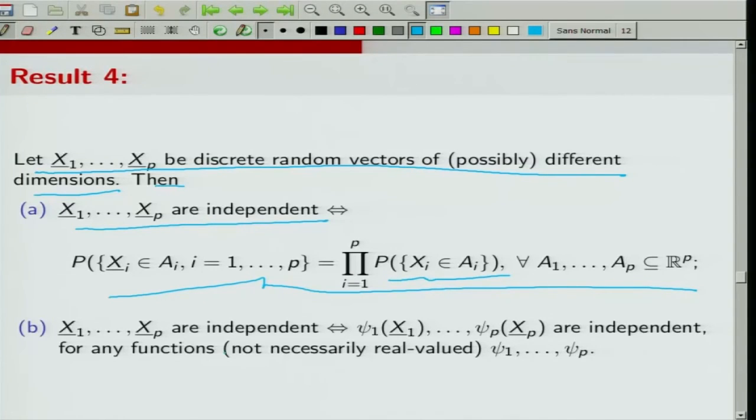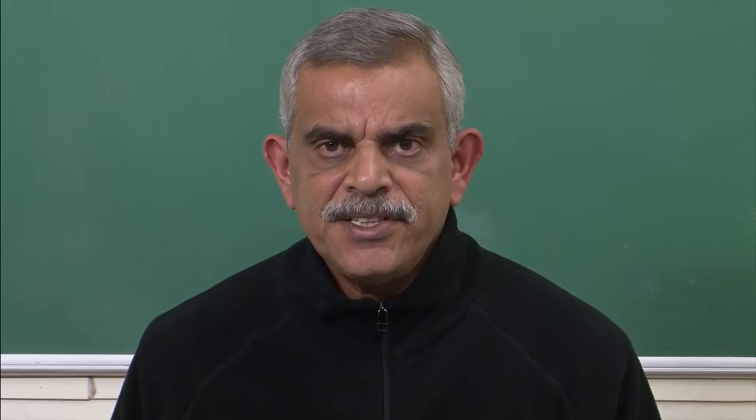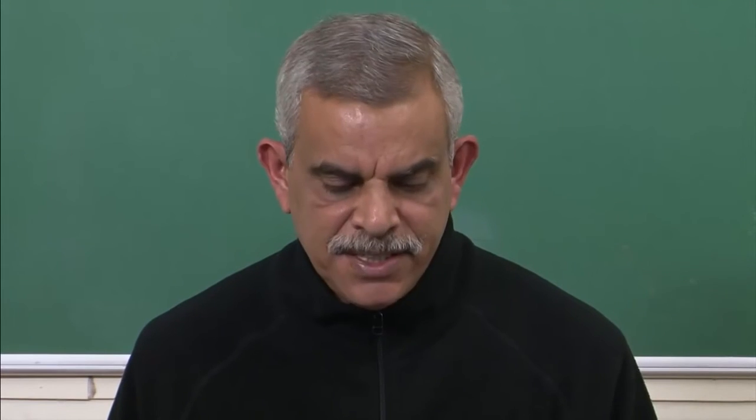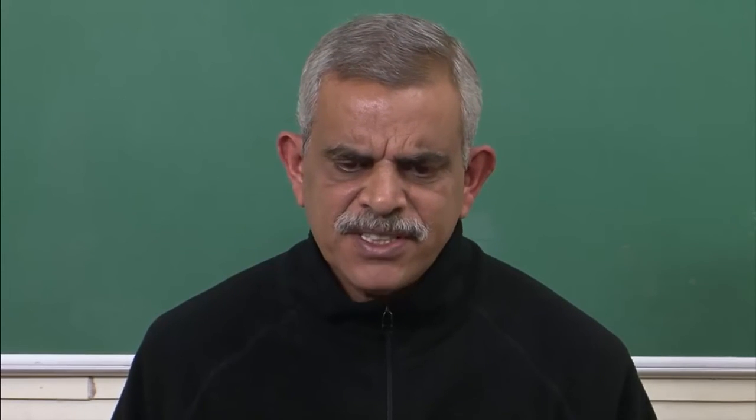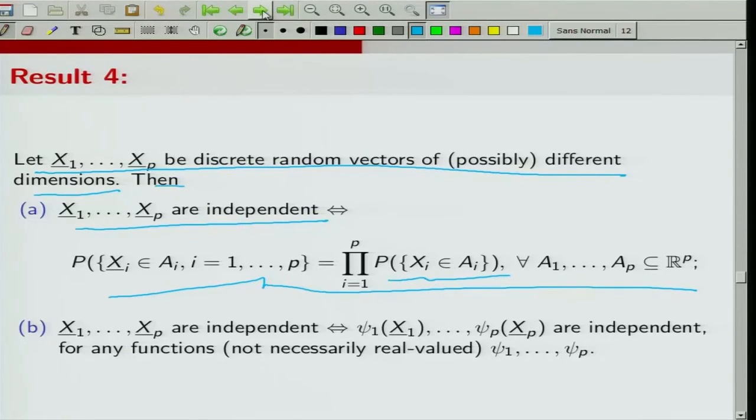Then one can easily prove that X1, X2, ..., Xp are independent if and only if any functions of them are independent. That means psi1(X1), psi2(X2), ..., psip(Xp) are independent for any functions psi1, psi2, ..., psip. So, what it suggests is that functions of independent random variables are independent. I will not prove it; it is straightforward, although the proof may be tedious, but the idea of the proof is simple.